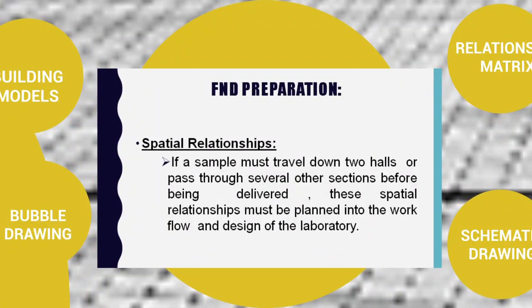So to prepare for the FND, information must be gathered through spatial relationship. If a sample must travel down 2 halls or pass through several other sections before being delivered, this spatial relationship must be planned into the workflow and design of the laboratory.